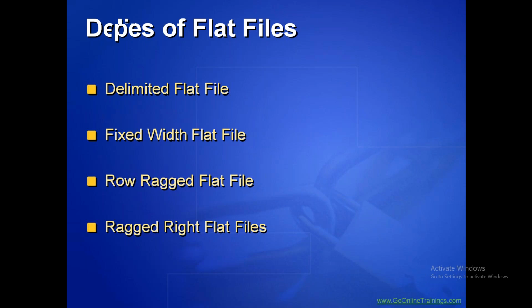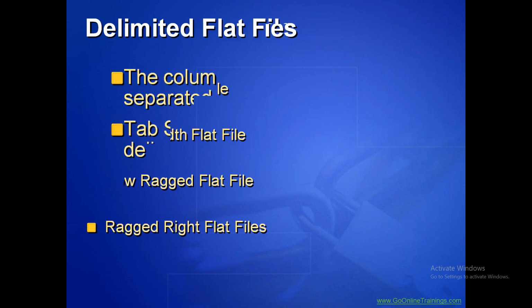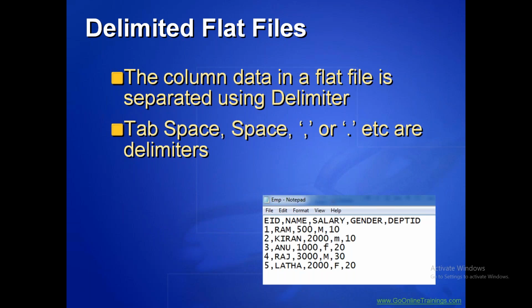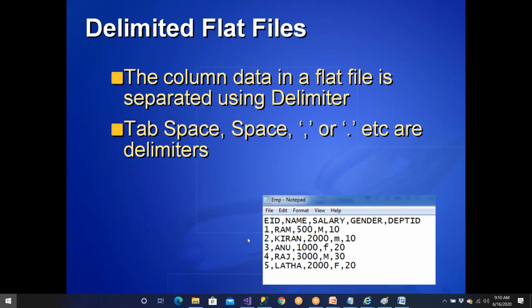What is a delimiter? Like this: employee ID, comma, name, comma, salary, comma, gender, comma, department ID. The comma is a separator called a delimiter. So this is going to be separating the column values. Clear? The column data in a flat file is separated using a delimiter. You may use a tab space, comma, or dot. Anything can be there. Okay.